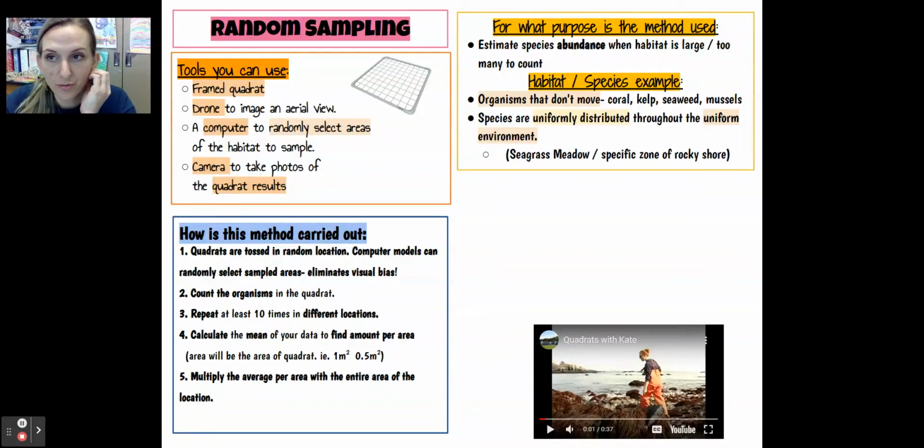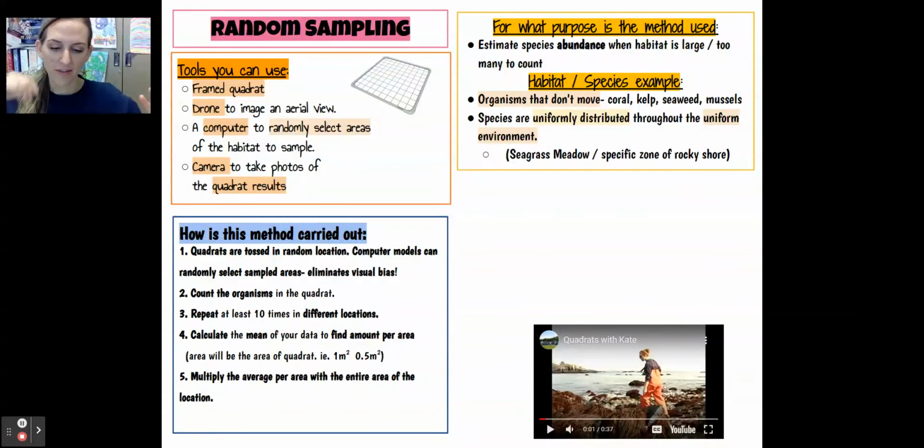What purpose would you use random sampling? It's for finding species abundance when there's too many to count, but you're also identifying species there, so that could be richness too. This is for organisms that aren't going to move, because you can't count things in a quadrat or estimate their percent if they're moving. So corals, kelps, seaweed, mussels, typically things that are uniformly distributed.